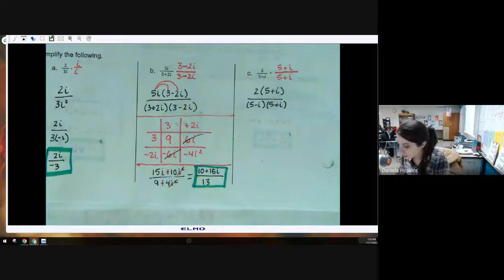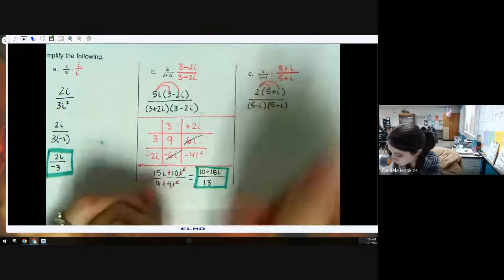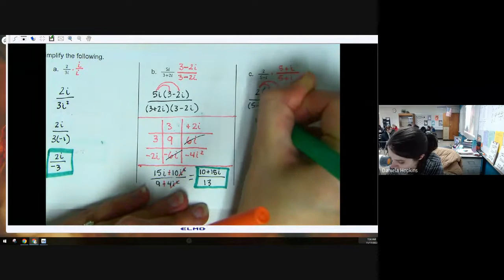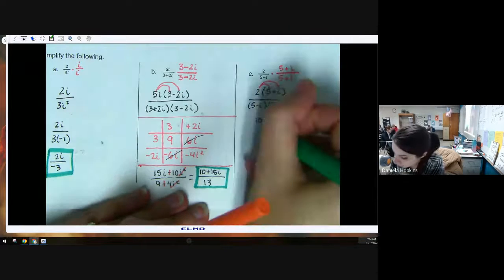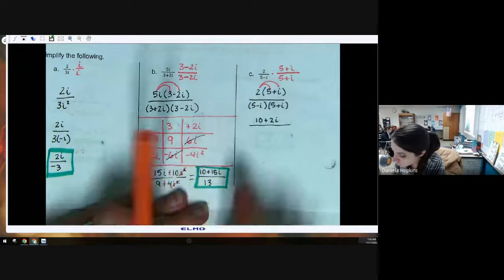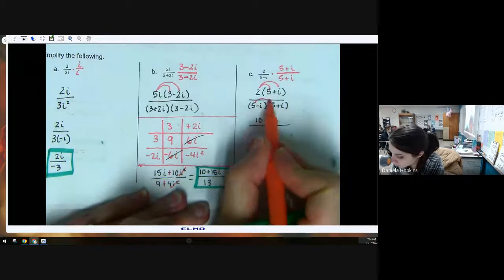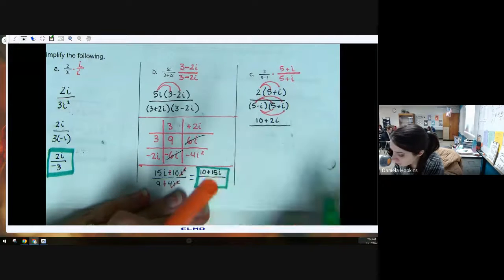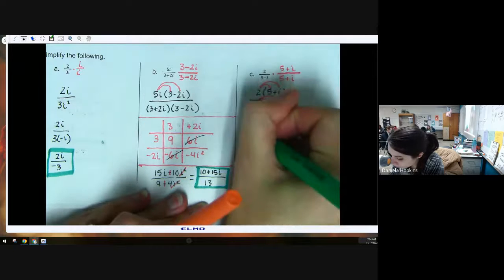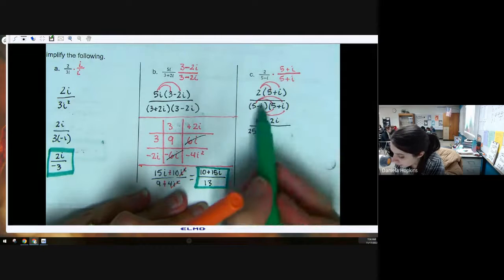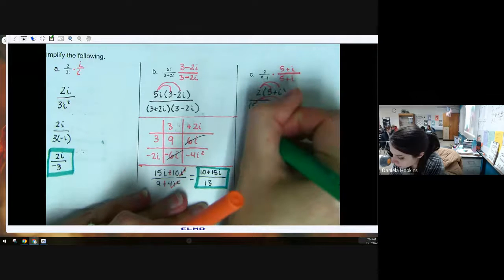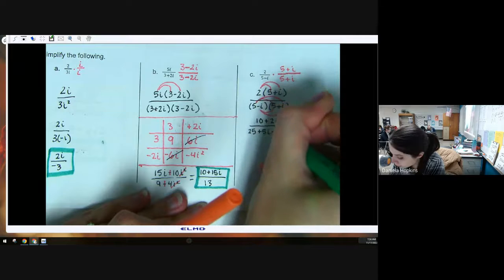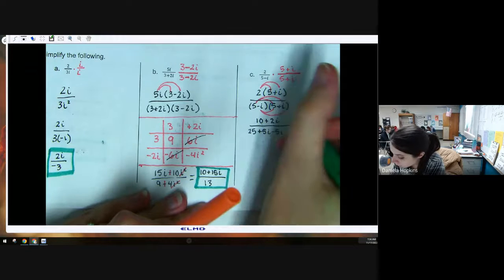If I multiply this out, that one just gets distributed in, so I have 10 plus 2i over, and on the bottom I'll do FOIL here, so it'll be first, outside, inside, last. My first would be 5 times 5 is 25. Outside would be 5i, so positive 5i. Inside would be negative 5i. And then negative i squared.